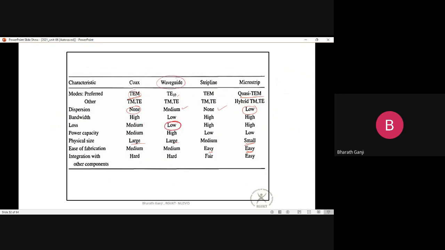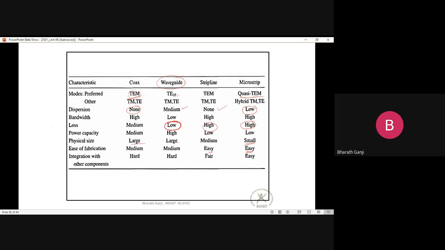And coming to the losses, that is why waveguides are popular, and you can see the losses are very low for waveguides. Whereas the microstrip lines and strip lines will have very high losses because there are a lot of metals involved, right? And very high frequencies are used, and so there is a significant amount of losses compared to the waveguides. So everything has its own advantages and disadvantages. Depending upon the application, you might use a waveguide or a strip line or a microstrip or a coaxial line.